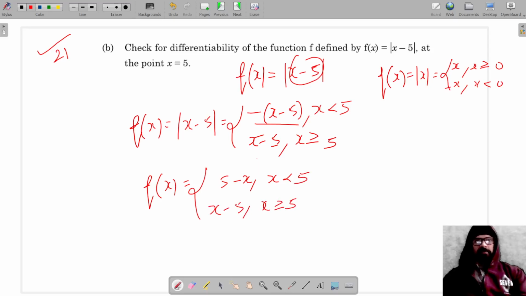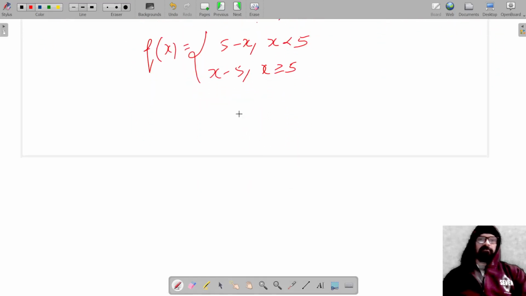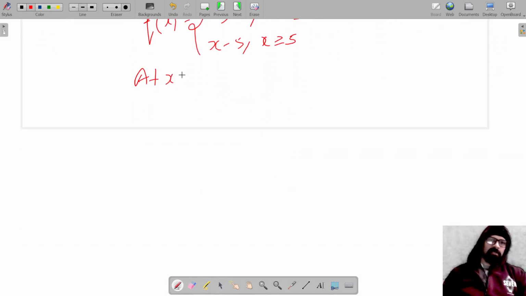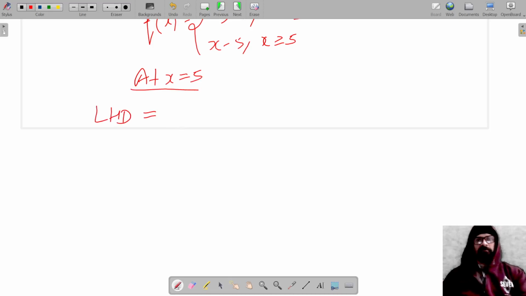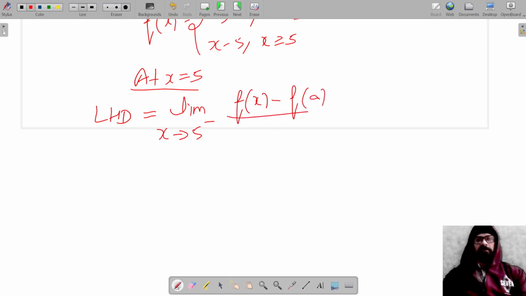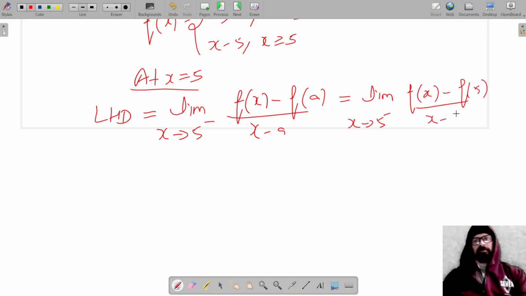Okay. Now let's check it for differentiability. Let's find out the left-hand derivative and the right-hand derivative. So at x equal to 5, let's find the left-hand derivative. The formula is limit as x tends to a negative of f of x minus f of a upon x minus a, and a here is 5, so this becomes limit x tends to 5 negative of f of x minus f of 5 upon x minus 5.